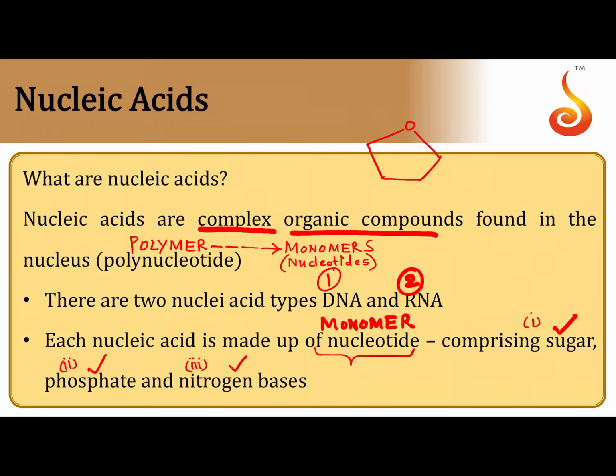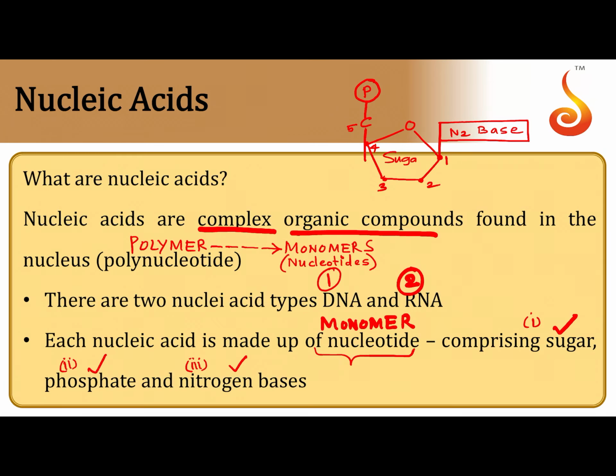See the pentagonal ring I'm showing you. It has 5 carbon atoms. The corners represent carbon 1, carbon 2, carbon 3, carbon 4, and the fifth carbon is above the plane. The fifth carbon is attached to a phosphate group and the first carbon is attached to a nitrogen base. So here we see all the three constituents of a nucleotide. This is how a monomer unit of a nucleic acid looks.